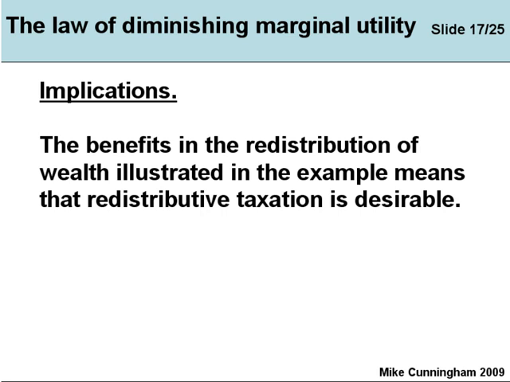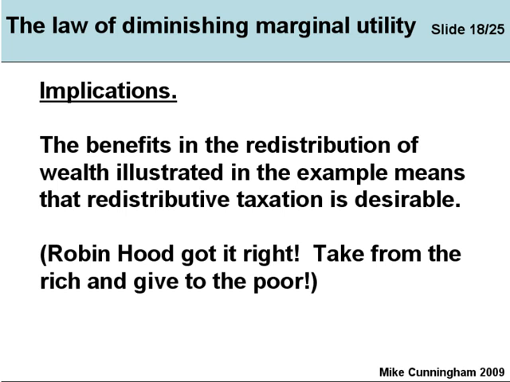The benefits of what we've just done: in the redistribution of wealth, it means that redistributive taxation is desirable. You take from the rich and you give to the poor. And that way society in total is better off. So, looks like the idea wasn't perhaps all the way down to economists. Perhaps other people got in on the act.